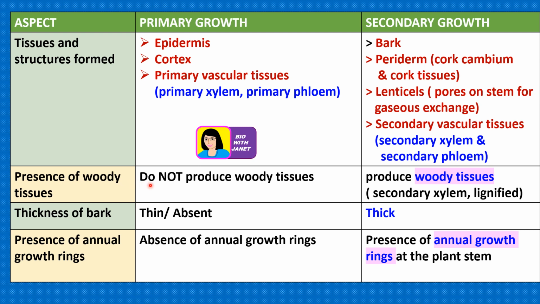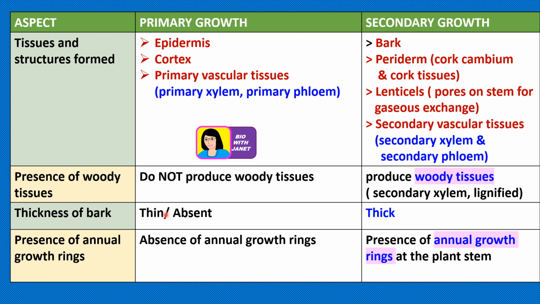Now, presence of woody tissues. So in primary growth, there are no woody tissues formed. But secondary growth will produce woody tissues, which are actually the secondary xylem that consists of xylem vessels, tracheids, and sclerenchyma. So all these cells have lignified cell walls. That means the cell walls contain lignin, which is a hard and strong substance that can help to give support to the plant.